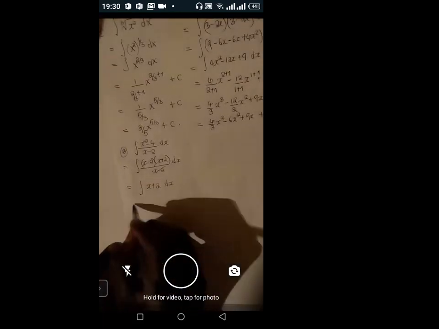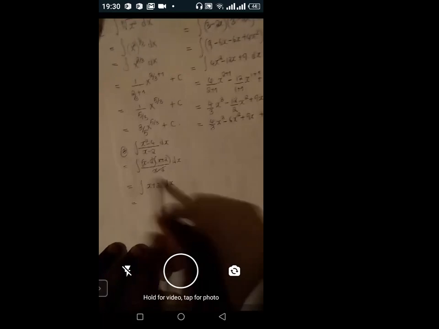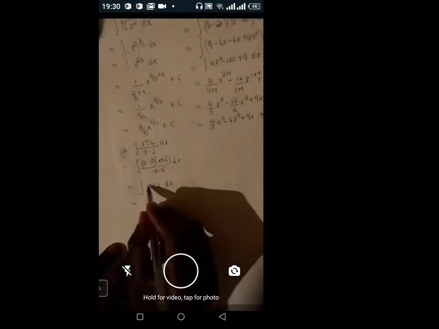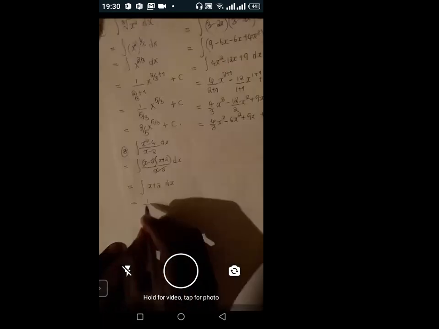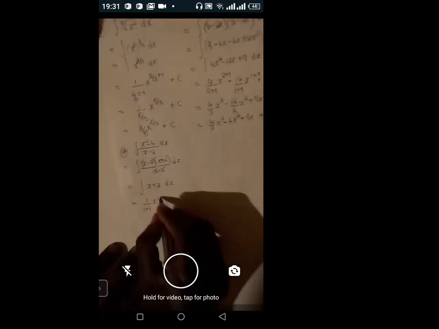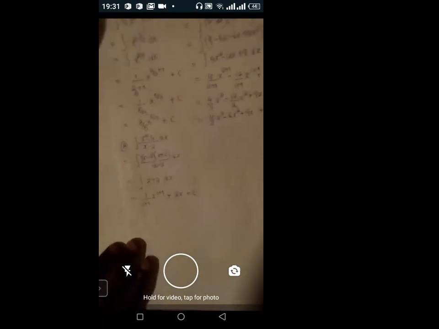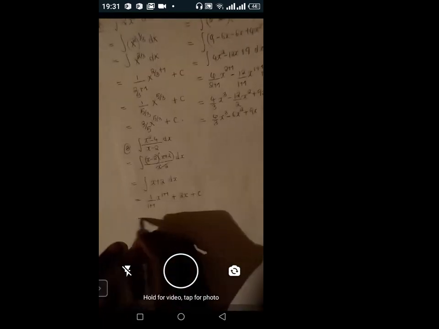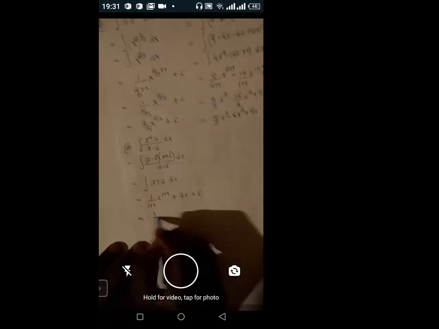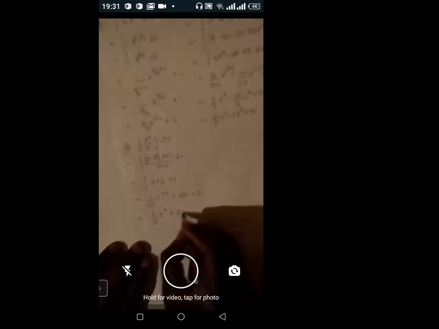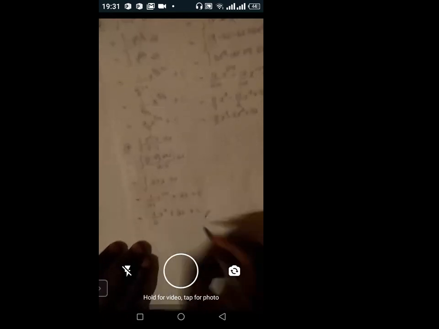So this one is going to give you, so you see the coefficient there is 1 over 1 plus 1 x to the power 1 plus 1. This is a constant plus 2x, then plus a constant c, which is equal to 1 over, this is a 2, then you have x squared plus 2x plus c as your final answer.